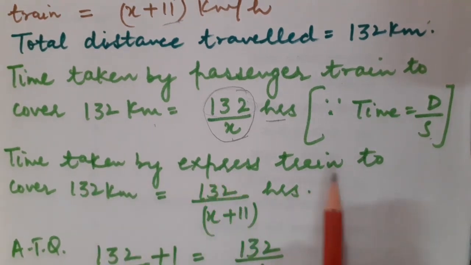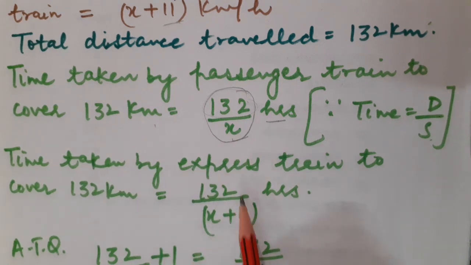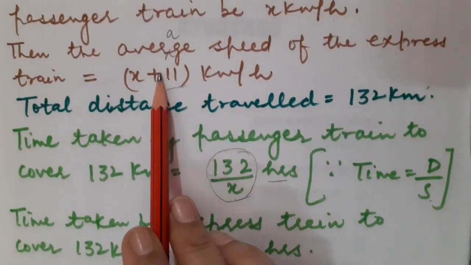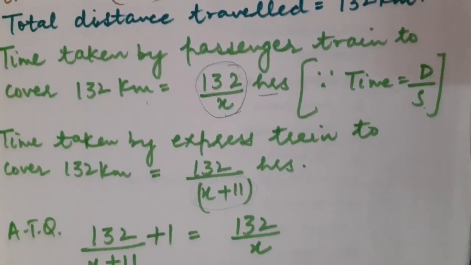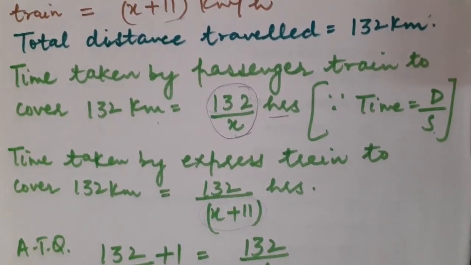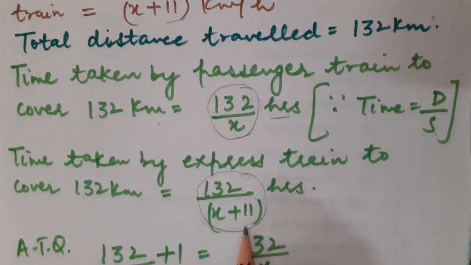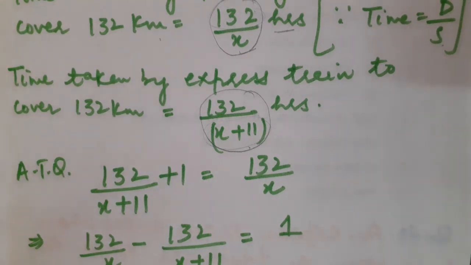Time taken by express train to cover 132 kilometer is equal to 132 upon x plus 11. What is this x plus 11? X plus 11 kilometer per hour is the average speed of the express train. Correct, children? And 132 kilometer is the distance covered by it. So this is the total time taken by express train. Correct? Now we are reaching the condition given in the question.